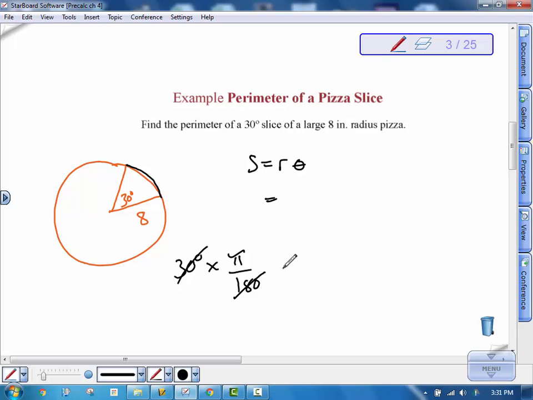30 goes into this 6 times, so it's really pi over 6. So we have pi over 6 times the radius of 8. This simplifies because 2 goes into this 4 times, and it goes into this 3 times, so it's really 4 pi over 3.